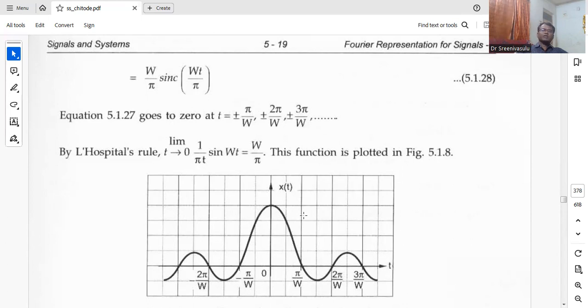Sinc means sine pi theta by pi theta, so it has zero crossing points when Wt by pi is equal to plus or minus 1, plus or minus 2, plus or minus 3. So t is equal to plus or minus pi by W, plus or minus 2 pi by W; these are the zero crossing points. As usual, it is a maximum at time t equal to 0, where the amplitude is W by pi. As time increases from 0 to positive infinity and from 0 to negative infinity, the amplitudes keep decreasing. Again, it is symmetric: the sinc function satisfies even symmetry.